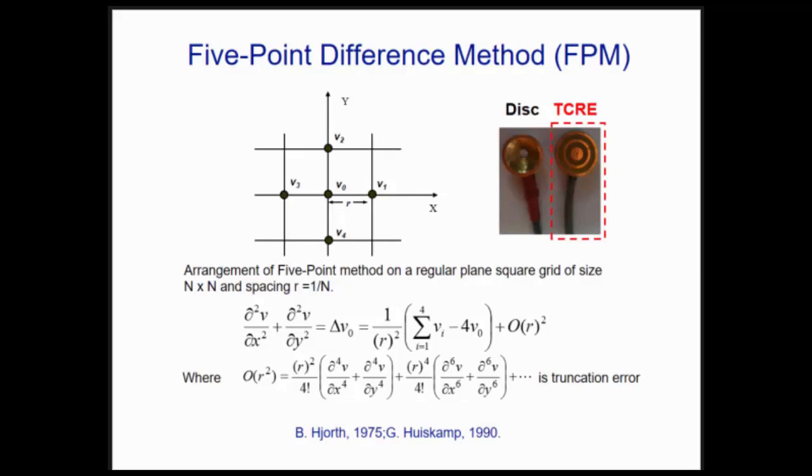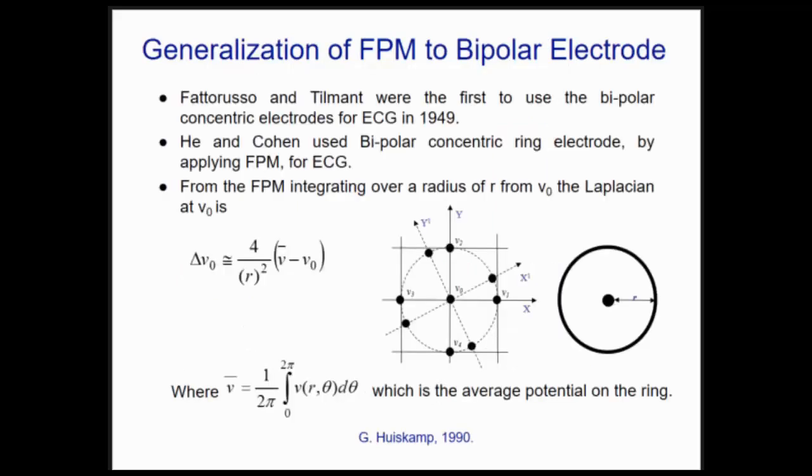If you look at these as electrodes on the scalp and you're getting potentials from them, V1 minus V0 and then V3 minus V0 gives you two differences in the x-axis. V2 minus V0, V4 minus V0 gives you two differences in the y-axis, and so that's the second spatial derivative, which is the Laplacian. So if you do a Taylor series expansion on those points, it works out to this, where the higher order area here is of the R squared for the first term of the higher order.